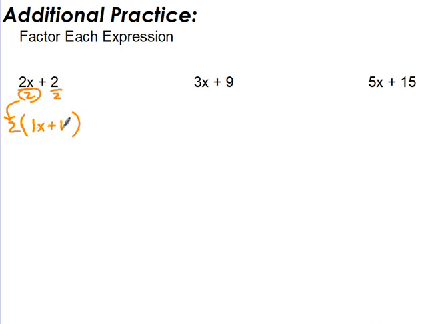Because now if I actually did distributive property here, it should give me the exact same answer. 2 times 1x is 2x. 2 times 1 is 2. So it gives me the same answer, so I did it right. I'm done. I factored it.